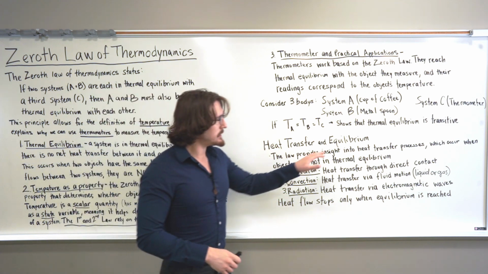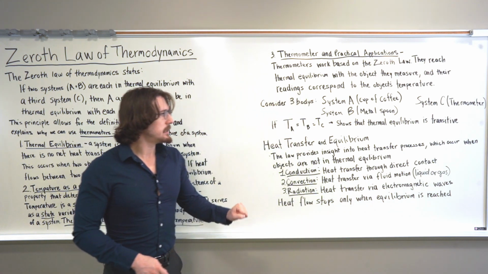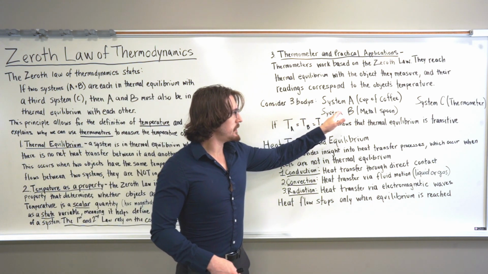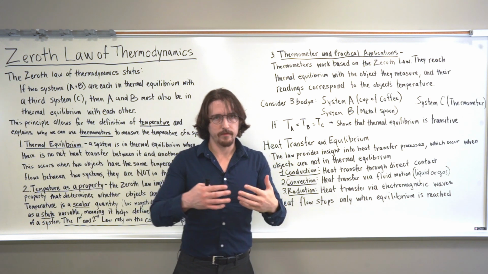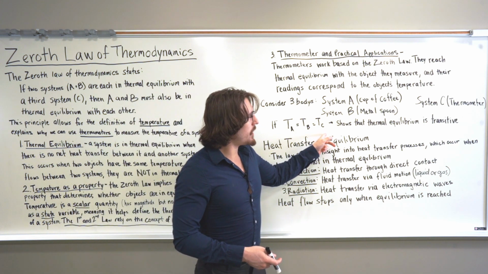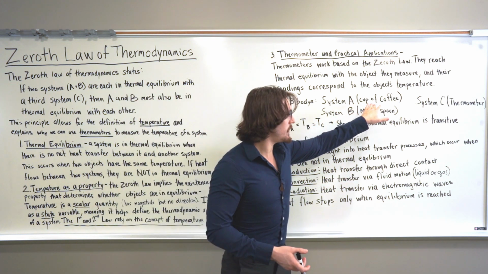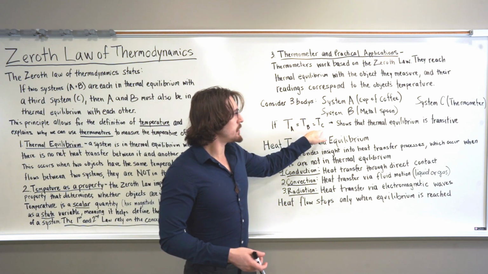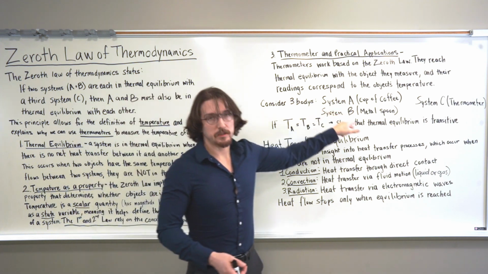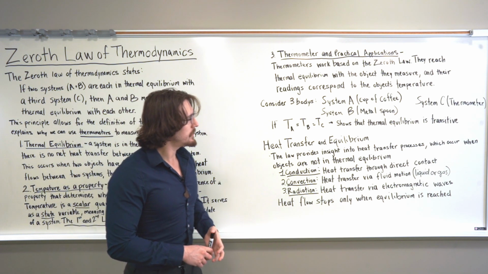But then, because thermal equilibrium is transitive, we know that since system A, in this case the coffee, and system B, the metal spoon, have the same temperature, they're at thermal equilibrium, then we know that the thermometer, which we see as physically in contact with just a cup of coffee, must also be in thermal equilibrium with the metal spoon. So all must be in thermal equilibrium in this case.